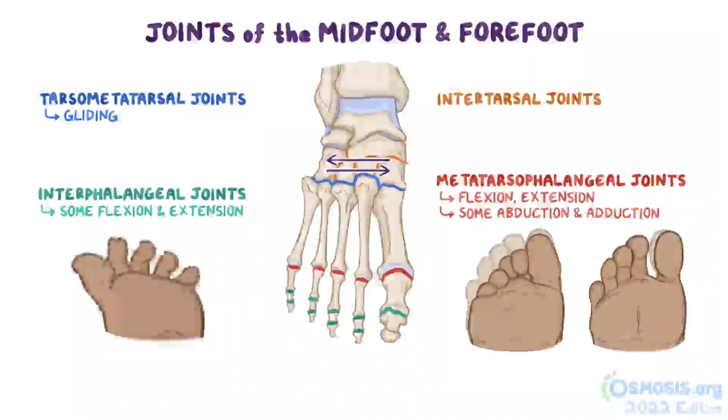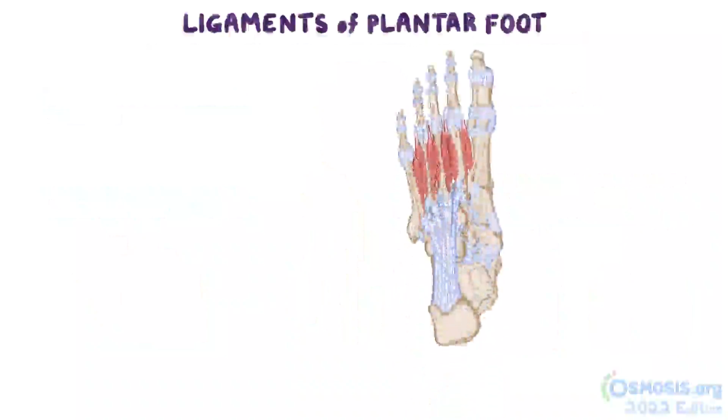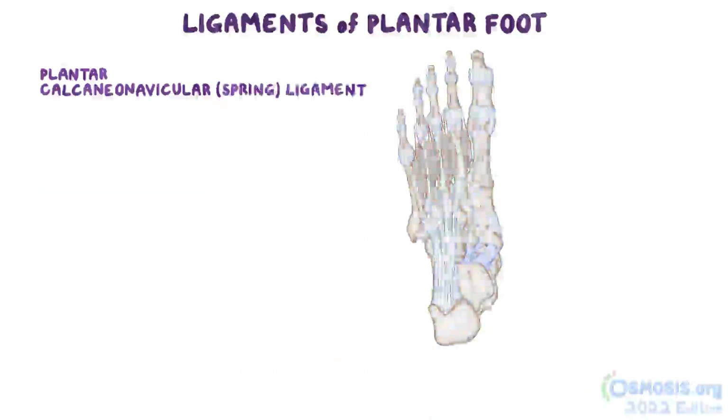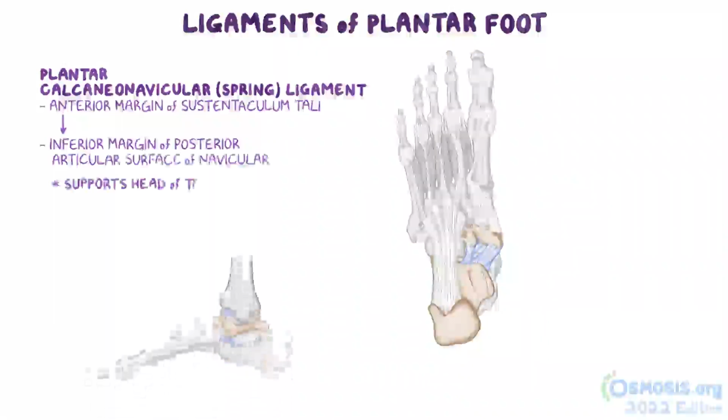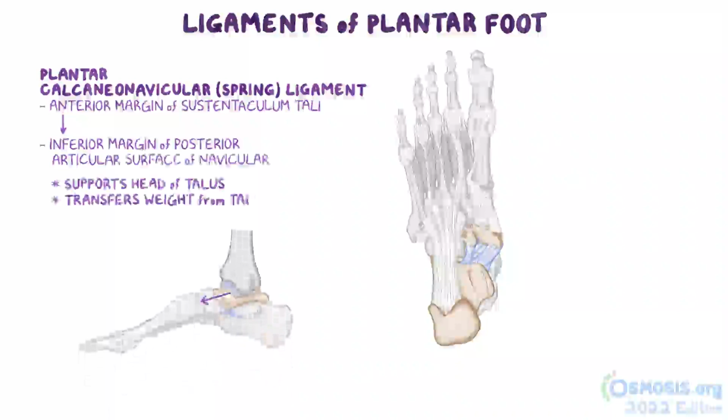All right, that's enough, because we need to discuss the major ligaments of the plantar aspect of the foot. First, the plantar calcaneo-navicular ligament, also known as the spring ligament, extends across and fills a gap between the anterior margin of the sustentaculum tali and the inferior margin of the posterior articular surface of the navicular.